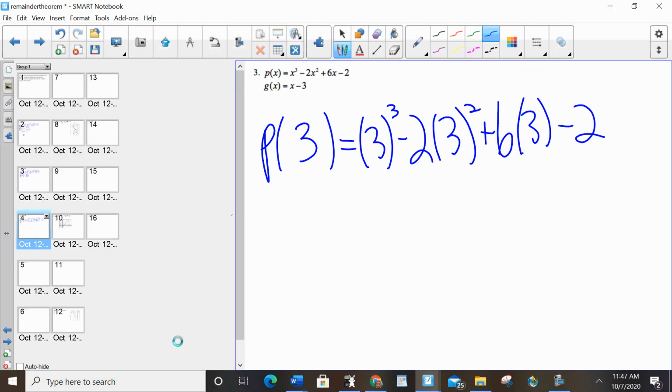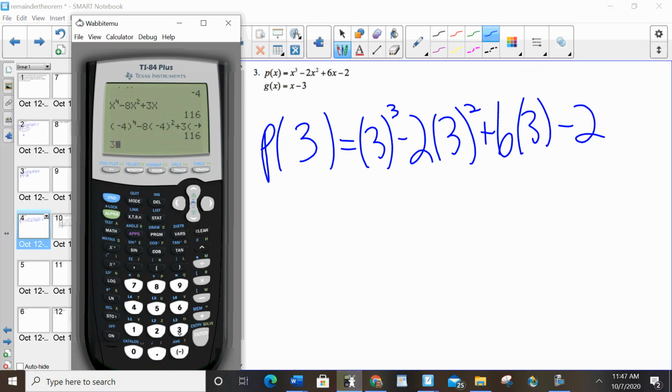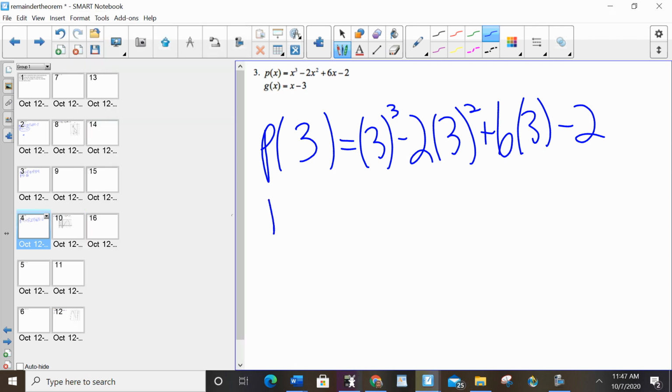I'm going to go to my calculator. I'm going to do it with storing. I'm going to store 3 since that's what I'm substituting in. And then I'm just going to type in x to the power of 3 minus 2x squared plus 6x minus 2. 25 is my answer. I'm done.